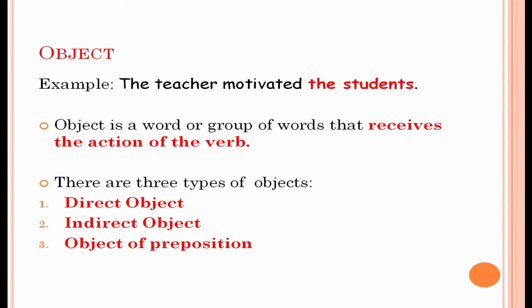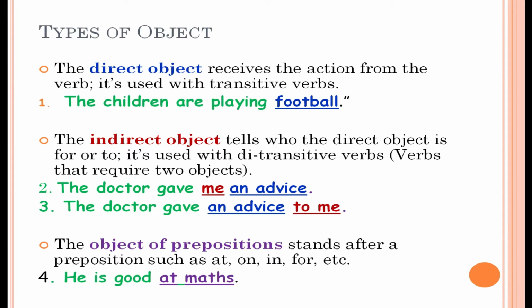Dear students, now do understand what the types of object are. The direct object receives the action from the verb and it's used with transitive verbs. For example, in this sentence, the children are playing football. Football is the direct object. It's receiving the action directly.